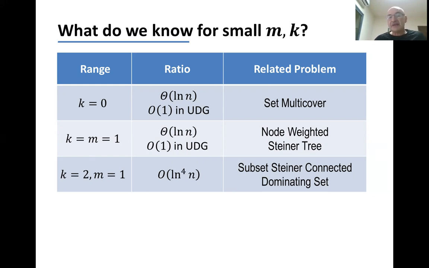If we consider the case when K is larger than M, then actually we have only one non-trivial approximation algorithm, and it achieves ratio roughly of order ln to the 4th n. And this problem is related to a slightly more complicated problem called subset Steiner connected dominating set, which is in turn related to the group Steiner tree problem. But we have only one algorithm for the case when K is larger than M.